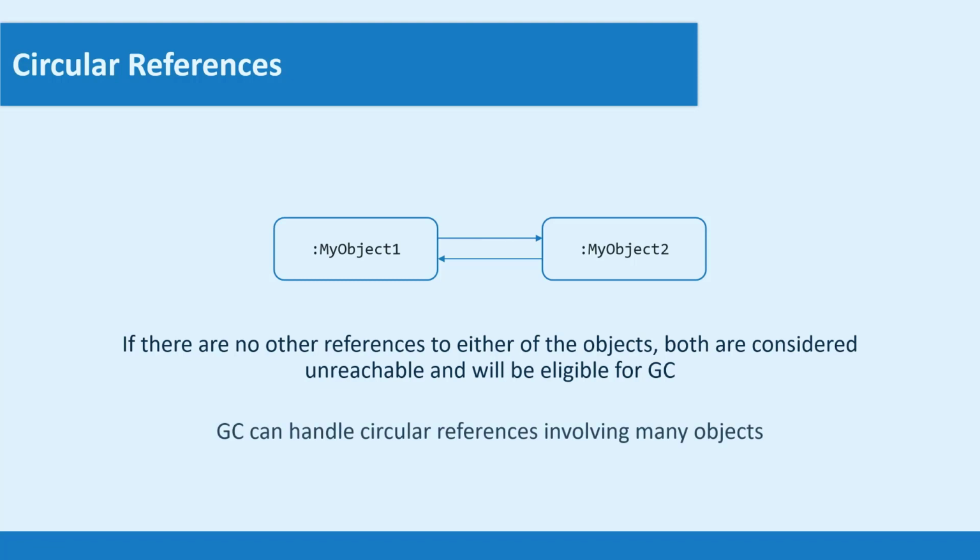And garbage collector can handle circular references involving many more objects. So regardless of how many objects are there in a circular chain, garbage collector will understand that these objects basically point to one another, and if there are no external references to that group of objects, all of them will be considered non-reachable and their memory will be reclaimed.